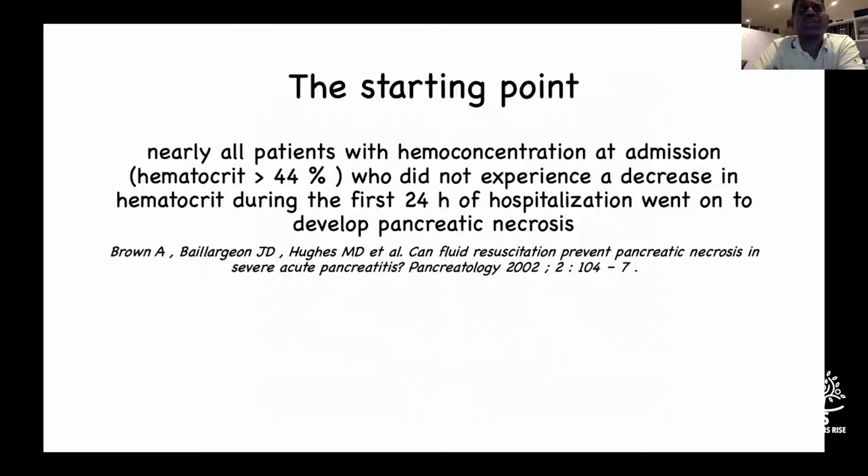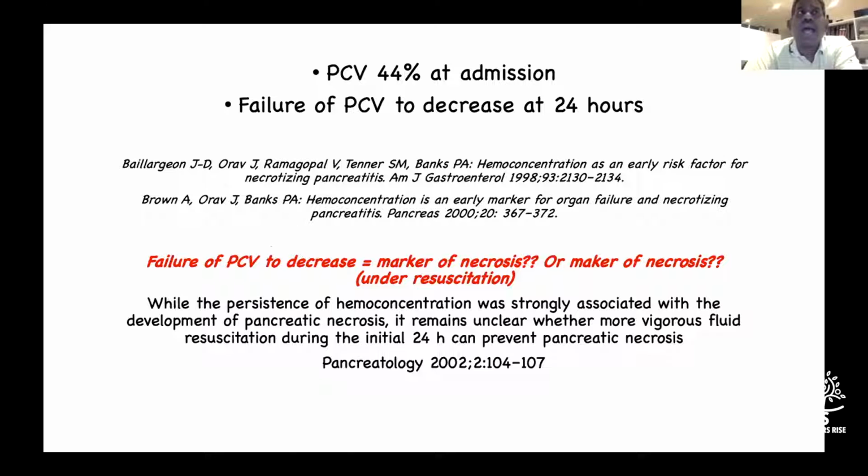Nearly all patients with a hemoconcentration at admission of more than 44, and the earlier studies listed 47, who did not experience a decrease in the hematocrit during the first 24 hours of hospitalization, developed pancreatic necrosis. Some of the key investigators are from Shanti Swarup Vijay's group and from Brigham Hospital. This was their starting point. The initial hematocrit recommended was 47, and then they dropped it down to 44. So, 44 at admission and a failure to decrease at 24 hours.